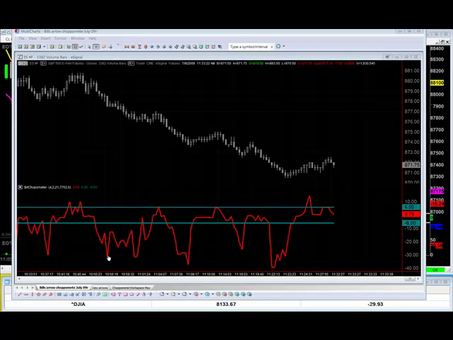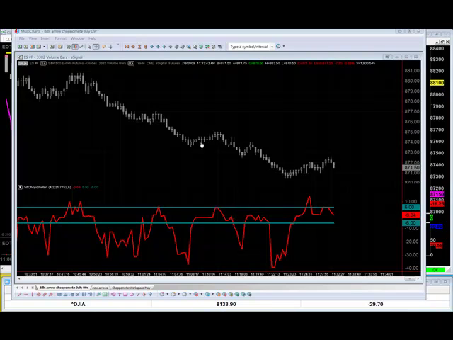So when you're down here like this and then it starts to move up, it means that the force to the downside is diminishing. We break out to the downside, and now it means that the force to the downside is diminishing. And when you're in these channels, it means that there is no movement.